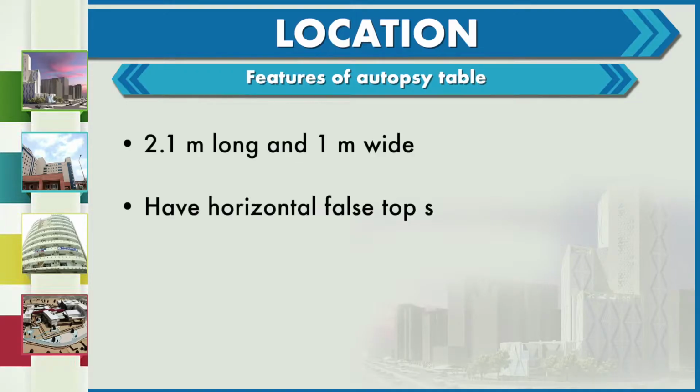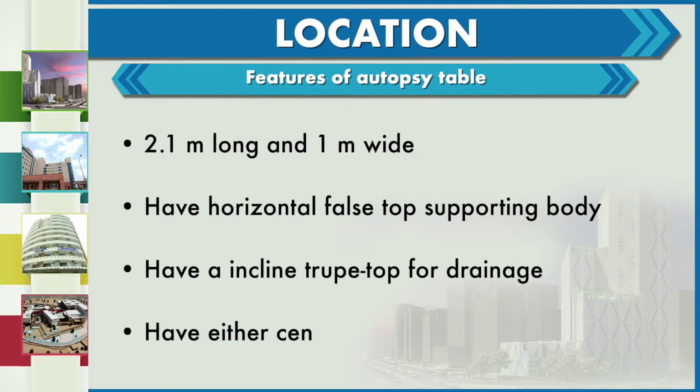Features of the autopsy table: it should be 2.1 meters long and 1 meter wide, having horizontal false top supporting the body, have an inclined triple top drainage, have either centered or foot drain.